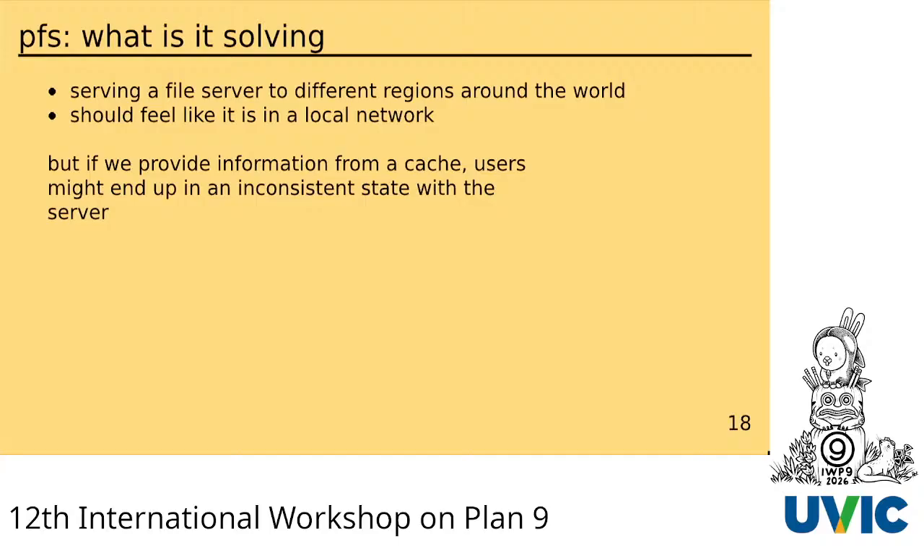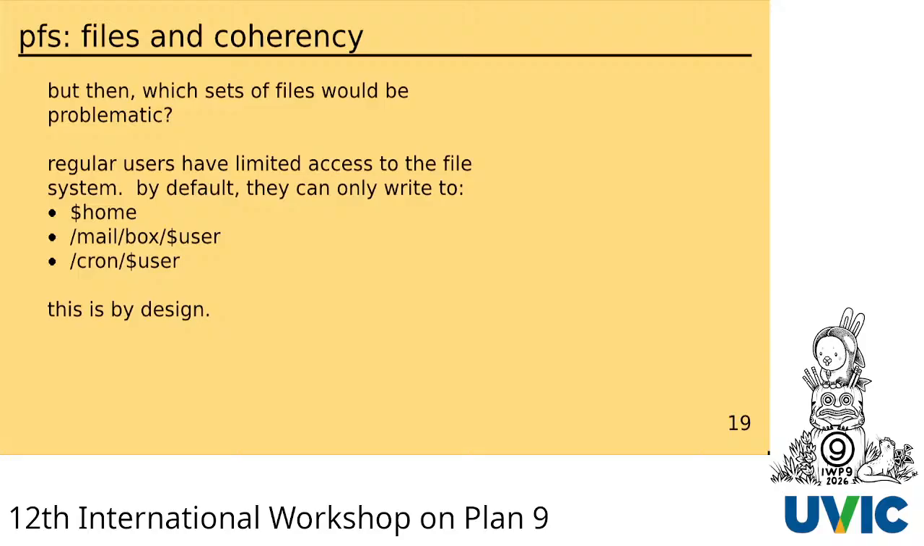So, what sets of files are the ones that are most likely to be contentious among users? If we think about it, on a default installation of Plan 9, a user really only has access to his home directory, his mailbox, and his cron directory. And this is by design. The user doesn't have access to syssource.